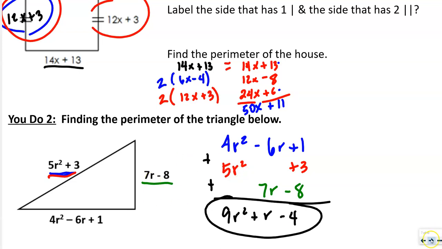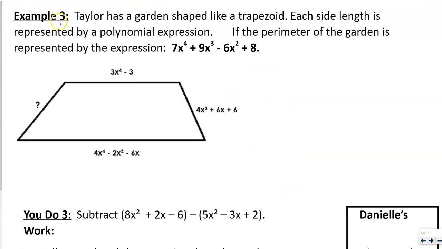All right, let's continue on. This one says example 3. Taylor has a garden shaped like a trapezoid. Each side length is represented by a polynomial expression. If the perimeter of the garden is represented by the expression 7x to the 4th, 9x to the 3rd, plus 9x to the 3rd, minus 6x squared, plus 8.